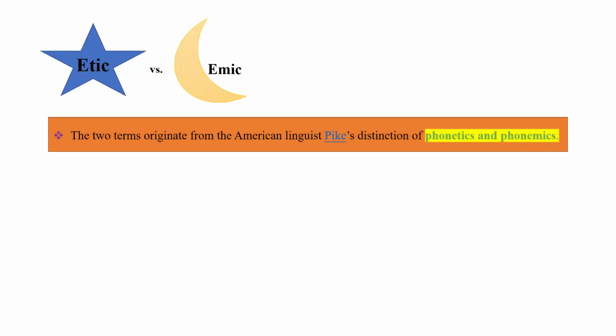In other words, etic versus emic. So again, we have two different terms. We start with synchronic and diachronic, then move on to langue and parole, then slightly to competence and performance, and now we're talking about etic and emic. The two terms originate from the American linguist Pike's distinction of phonetics and phonemics. So etic refers back to phonetics, and emic refers to phonemics.